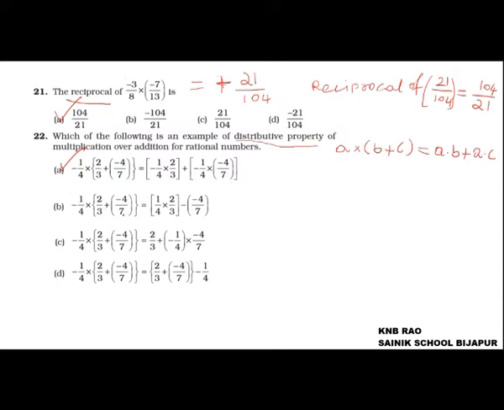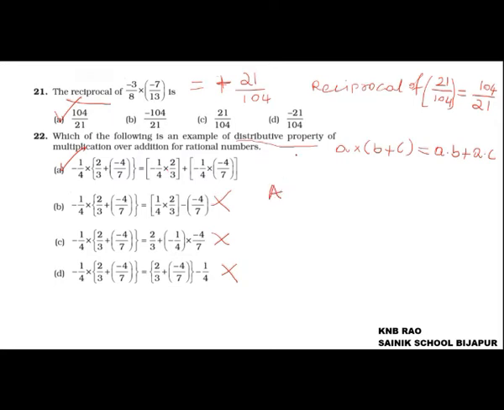Rest of the options also you can watch. Here, minus 1 by 4 is multiplying to only 2 by 3. This is wrong. Here, minus 1 by 4 is multiplying to only minus 4 by 7. This is wrong. Here, this minus 1 by 4 is brought to the right side, which in turn looks as if the sum, minus 1 by 4, here the product is turned to the difference. This is also wrong. So the right option is A only.